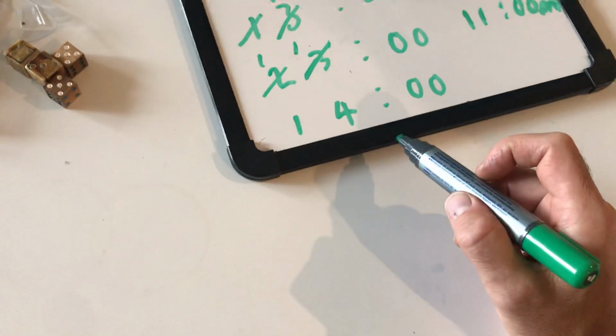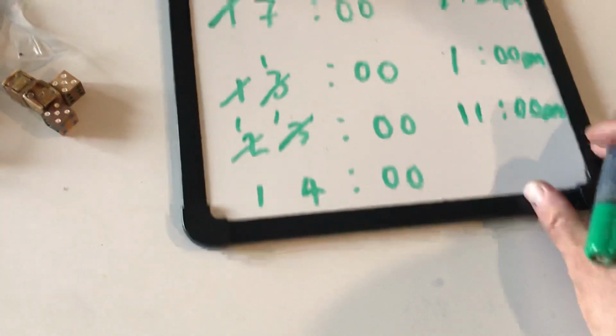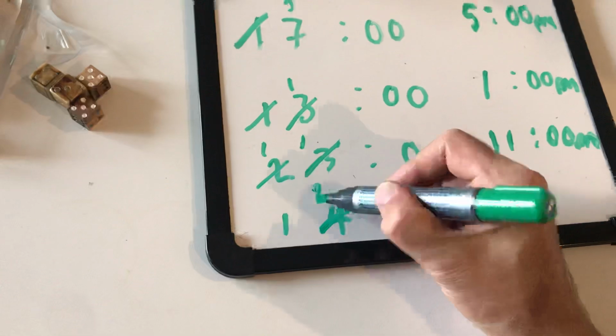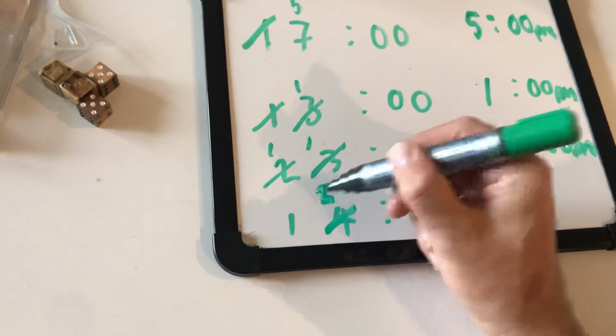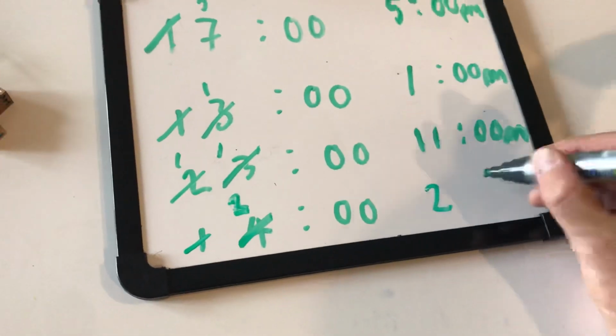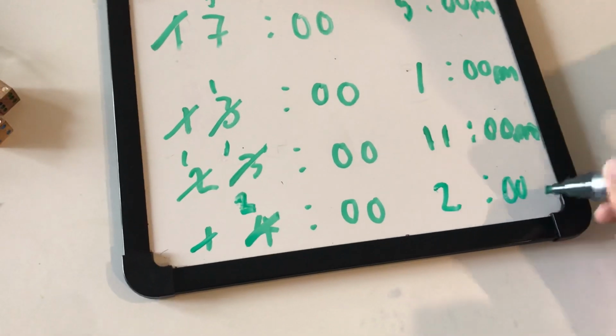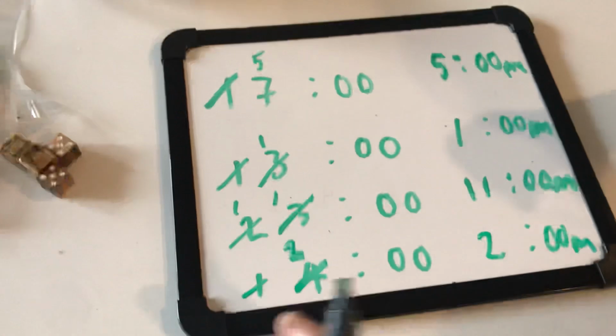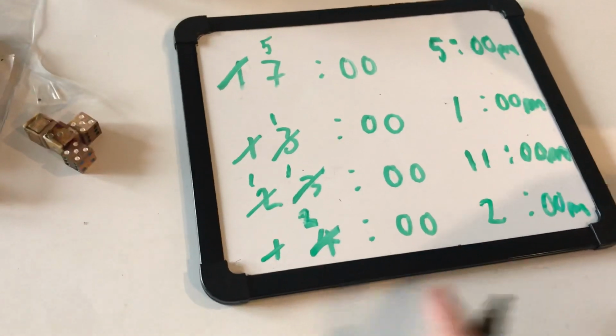1400 hours. 14 will be 2 o'clock. Good. Take away the 2. It's 2, and then get rid of that. So it'd be 2 p.m.